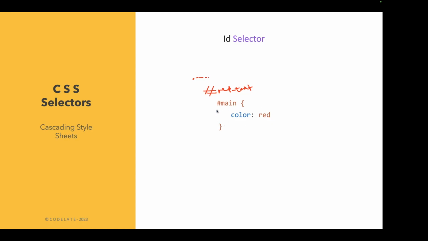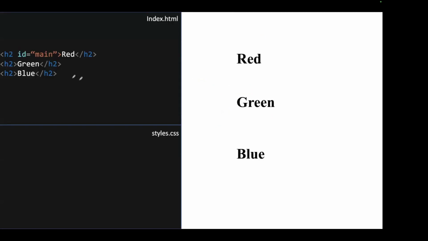So let's see that in play. Let's say you have three H2 elements. One of them shows red, one is green, and the other one is blue. And you just want to apply a red color to the first one. So you have an ID, the attribute to be an ID, not a class this time. ID equals, you give a name to the ID. It can be red text, it can be anything, but it must be descriptive. So in this case, we are calling it main. So we have an ID main, which means we want to style this thing, and only this H2 must carry that style that we are going to define.